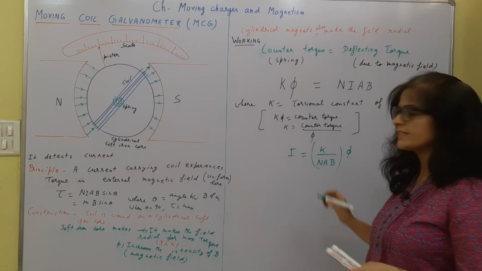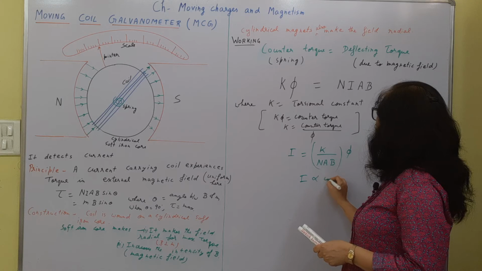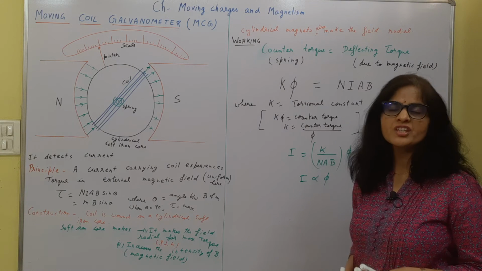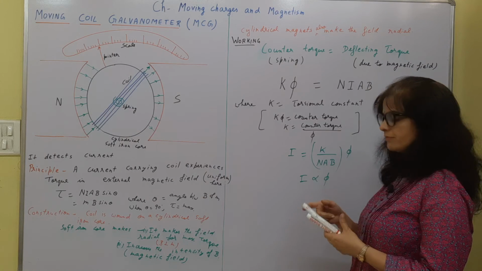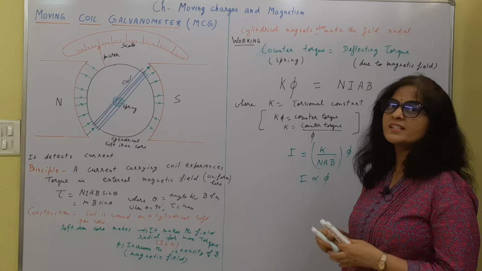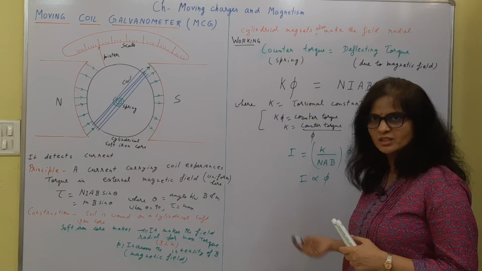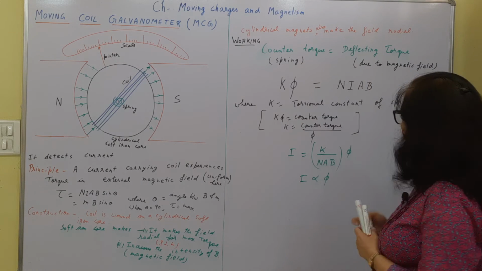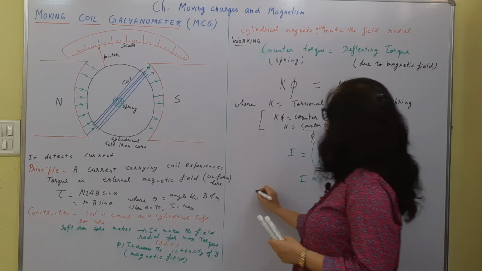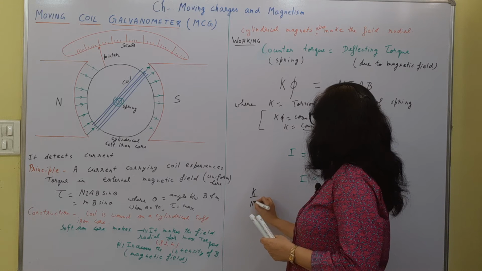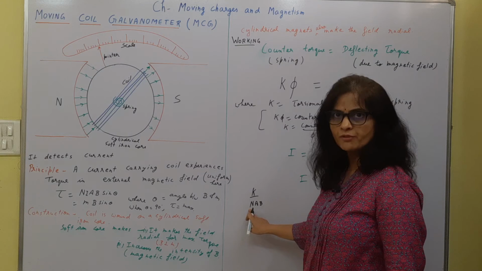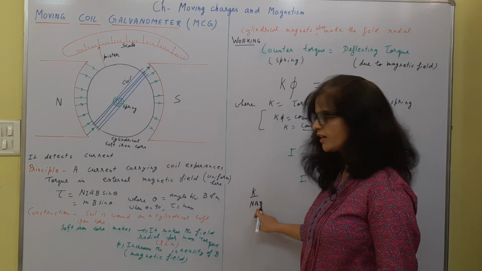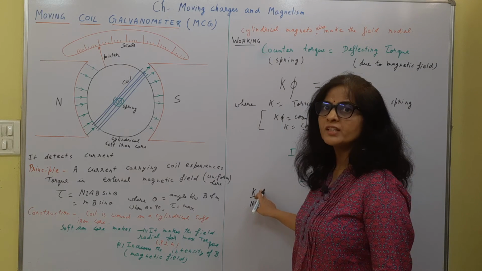So from here you can see that I is proportional to deflection. So the deflection of the coil is directly proportional to the current flowing there, right? So that's why it helps us in measuring the current, or you can say detecting the current. More is the deflection, more is the current flowing there, right? And this K upon NAB, what is this? B is magnetic field, N is number of turns, A is the area of cross section of the coil, K is the torsional constant of the spring.